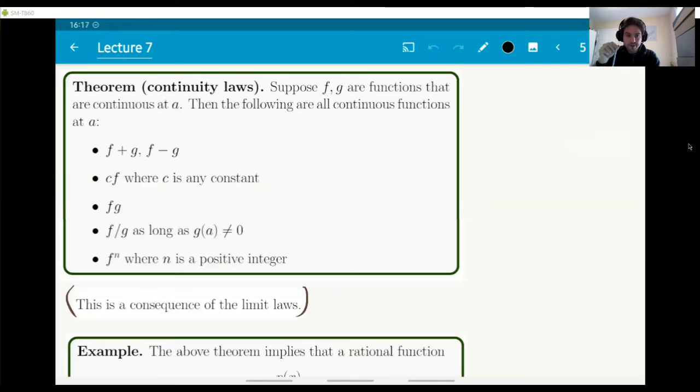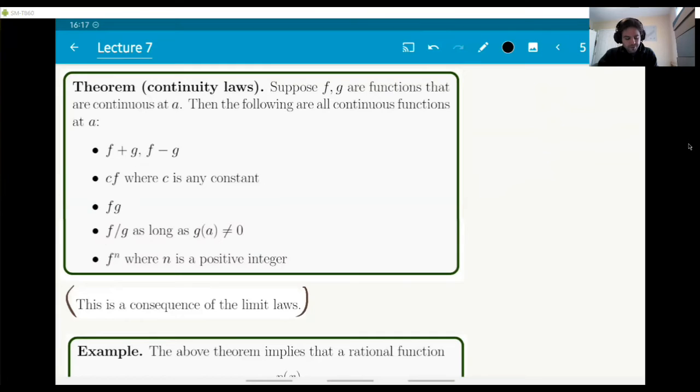All right, now this is the theorem that I was talking about, the continuity laws. They reflect the limit laws. They should feel very intuitive, very straightforward. Let's look at what they're saying. If you have two functions f and g, which are continuous at a point a, then every one of the following functions is also continuous at a. f plus g, f minus g, f times g, and then in particular, constant times f, where c is any constant. So all this is going to be continuous automatically.